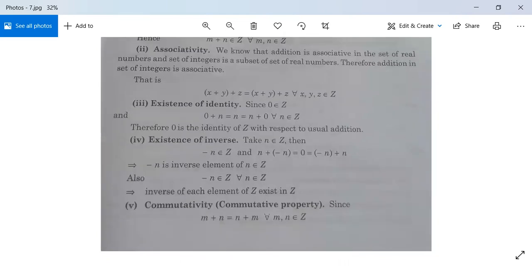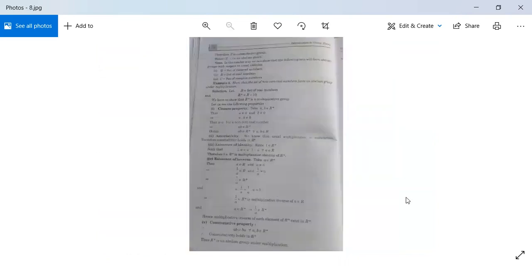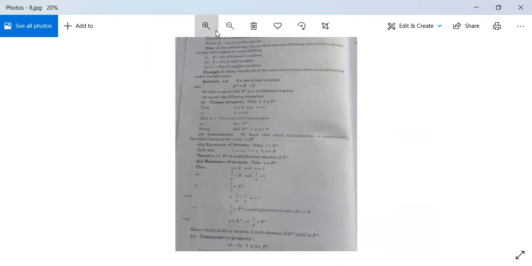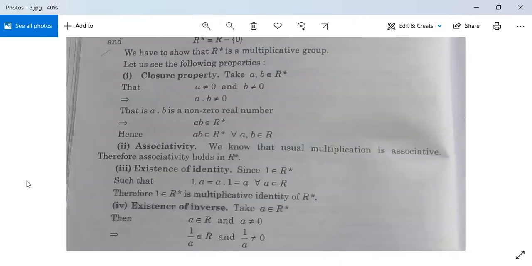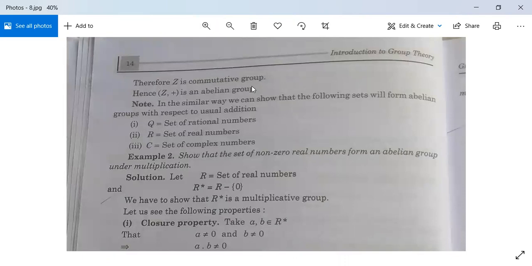There is one more property, the commutative property. Since m plus n is equal to n plus m for all m, n in Z, therefore this Z is a commutative group. It means (Z, +) is an abelian group. This fifth property holds as an additional one, therefore this (Z, +) group is an abelian group.